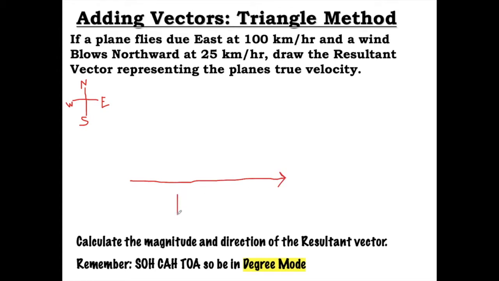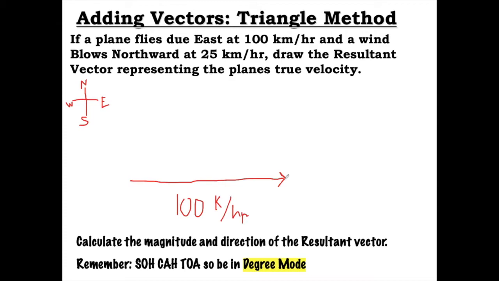So this is the first vector. So this is 100 kilometers per hour. So that's the direction of the plane, kilometers per hour. So we draw our first vector. And then step 2 says, wherever you ended that first vector, so here's the tip of the first vector, now we want to draw the second vector. It says, and a wind blows northward at 25 kilometers per hour.